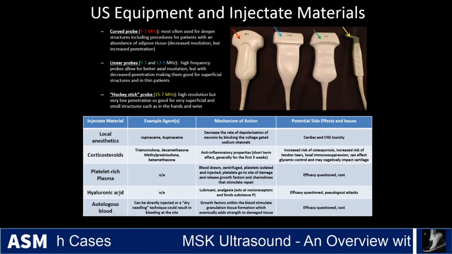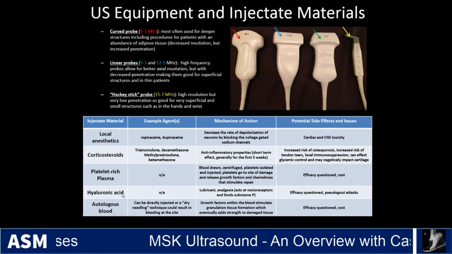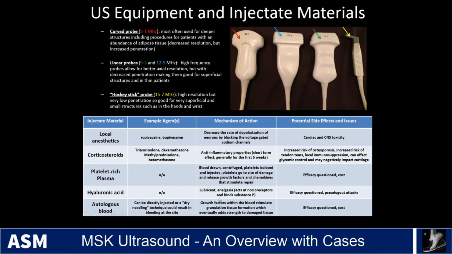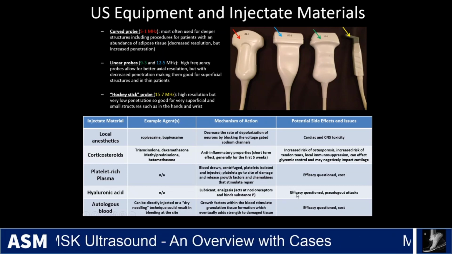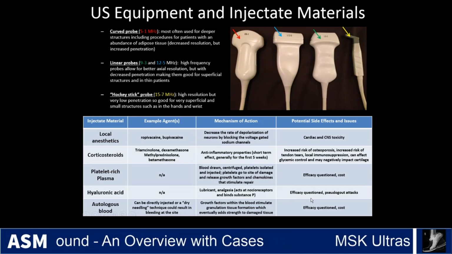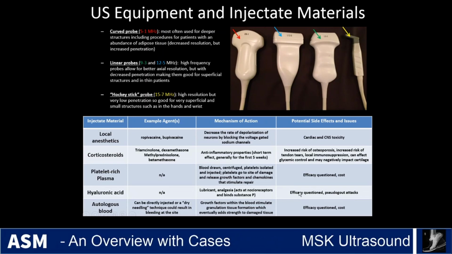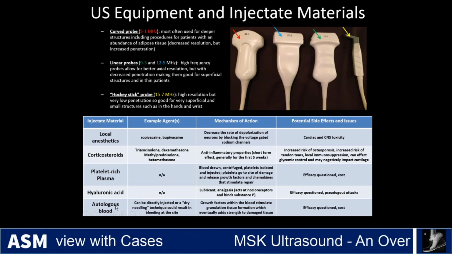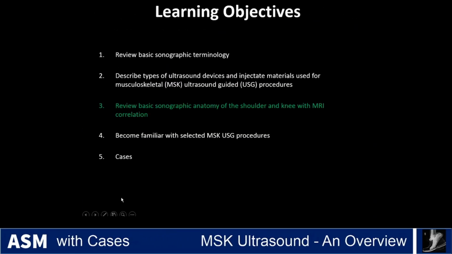Hyaluronic acid is another agent that sometimes is injected into joints and may act as a lubricant and provide analgesia. And then again, efficacy is questioned. There is some evidence to support the use of this, especially in joints. Again, beyond the scope of this discussion, autologous blood would be another potential injectate there.